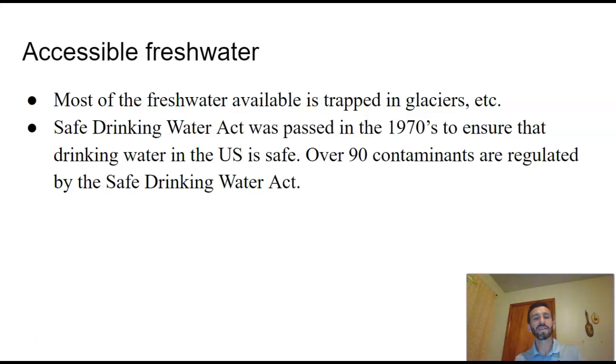So, in the US in the 1970s, the Safe Drinking Water Act was passed to just make sure that all the drinking water in the United States is safe. Okay, and today over 90 contaminants are regulated by the Safe Drinking Water Act. So let's talk about some of the different ways that we can test water.